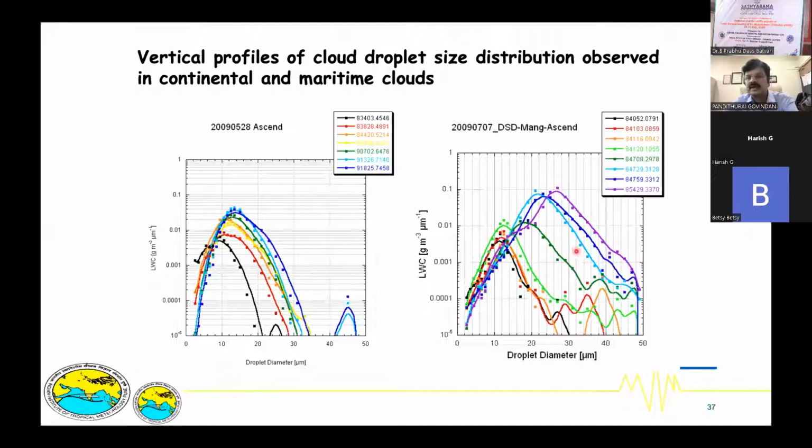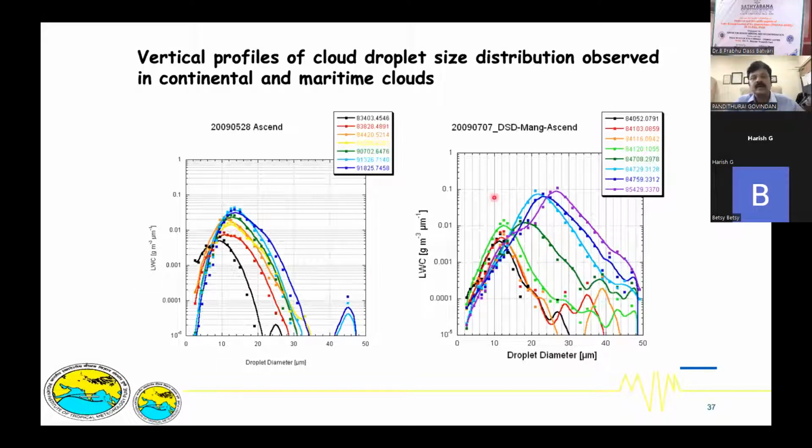Whereas in the marine clouds, which are relatively less polluted and have higher liquid water content, you can see it clearly. The lowest height sampled was about 800 meters, close to the Bangalore coast, and the highest height sampled is about 3.3 kilometers. You can see that the cloud droplet spectrum has already broadened, so it indicates that the warm rain initiation could already have started here.